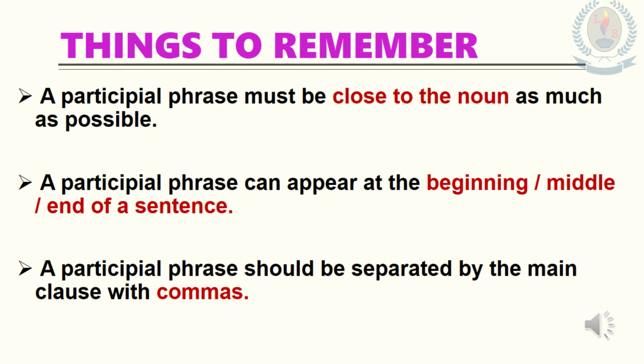Next, let's focus on some special things to remember. A participial phrase must be as close to the noun as possible. A participial phrase can appear at the beginning or middle or at the end of a sentence. A participial phrase should be separated from the main clause with commas.